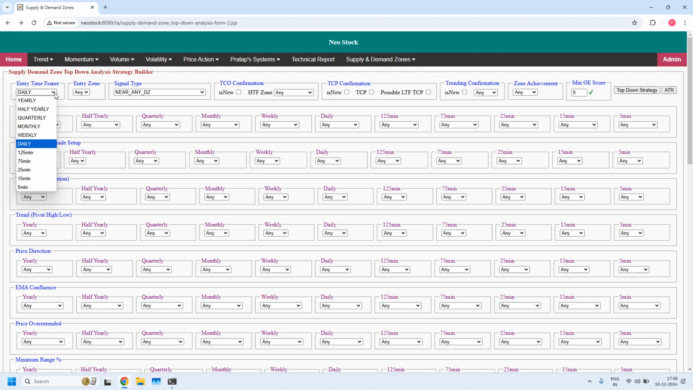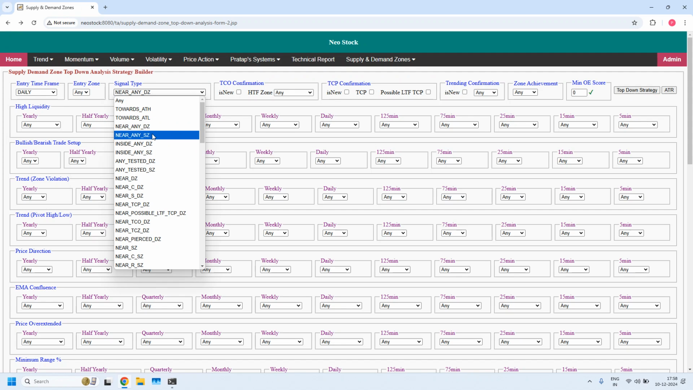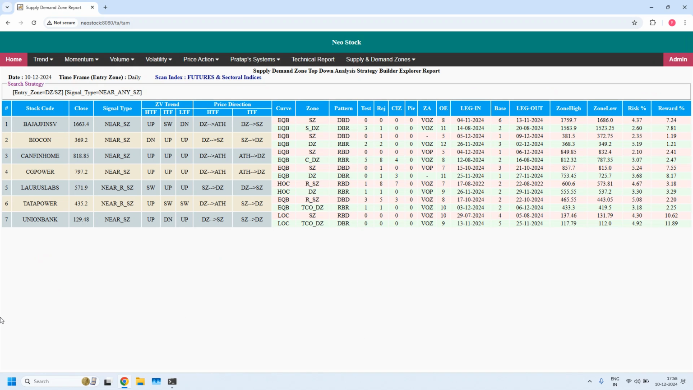Next, daily time frame. Let's find the stocks near daily supply zone. 7 stocks are filtered. Let us identify high liquidity supply zones from this list. Laurus Labs is having high liquidity daily supply zone, and Tata Power is having a high liquidity daily supply zone. So we have identified 2 stocks.